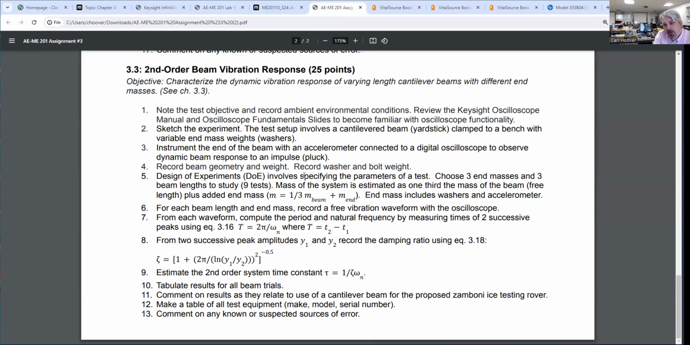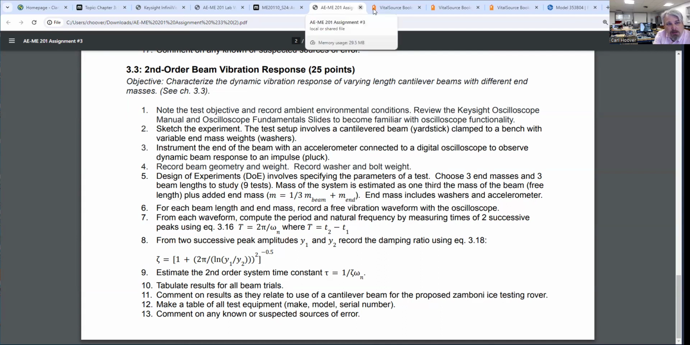During this experiment, you will get the chance to choose different beam lengths and end masses. So there'll be a total of 3 masses and 3 lengths. And that's 9 different test points that you're going to consider.